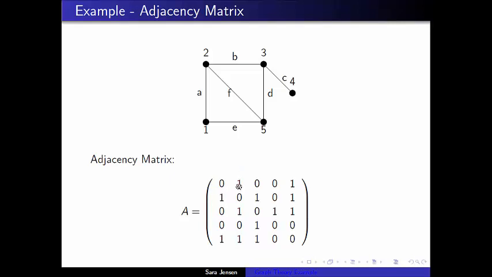So we have a 1 right here because there is an edge between vertex 1 and vertex 2. A 0 right here because there is no edge from 1 to 1. And there is no edge from 1 to 3, and similarly no edge from 1 to 4, but there is an edge connecting vertices 1 and 5, and we fill out the entire matrix that way.